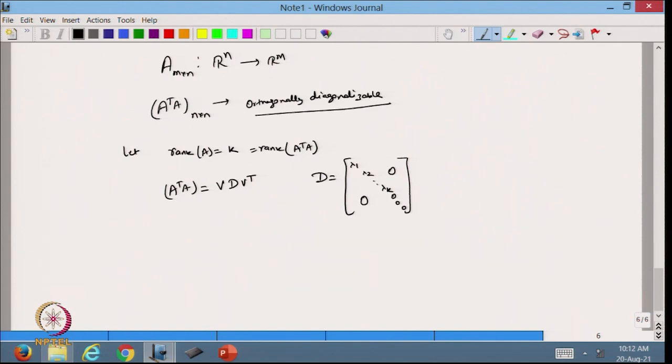So this is my diagonal matrix, and I can take my V as the matrix of eigenvectors corresponding to lambda 1 as v1, lambda 2 as v2, lambda 3 as v3, up to lambda k as vk, and then corresponding to the 0 eigenvalues we take v k plus 1, v k plus 2, up to vn. So this is my matrix V, and this matrix will be n cross n. We already know that, because A transpose A is an n cross n matrix. So this is what we are going to do in step 1.